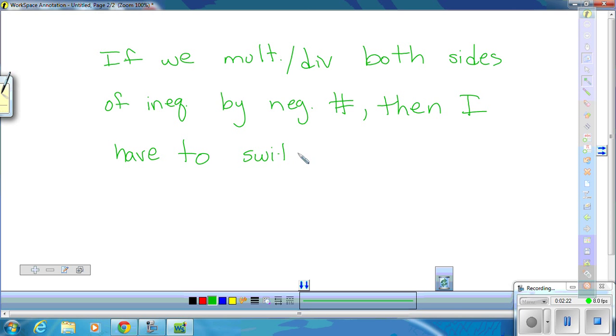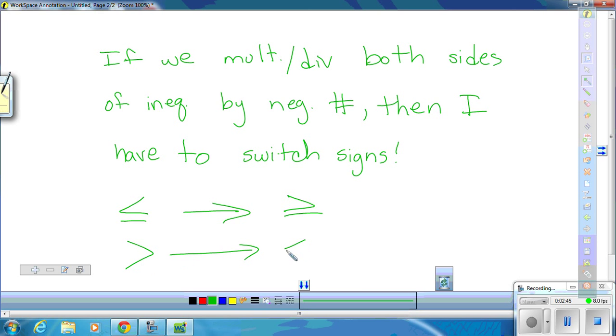And so that's the only difference when we're solving inequalities from when we're solving equations. And so that's something that you're going to want to remember. If we multiply or divide both sides of an inequality by a negative number, then I have to switch the signs. So a less than or equal to sign would change to a greater than or equal to sign. A greater than sign would change to a less than sign. And so that's something that we want to remember.